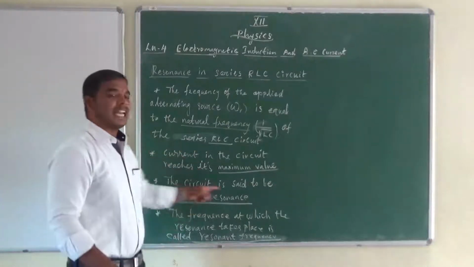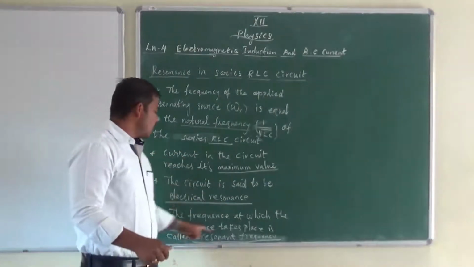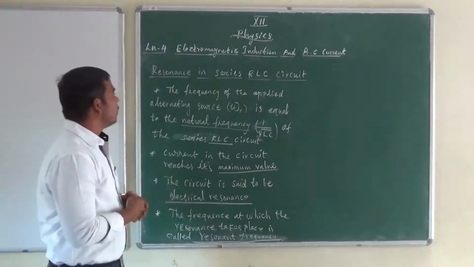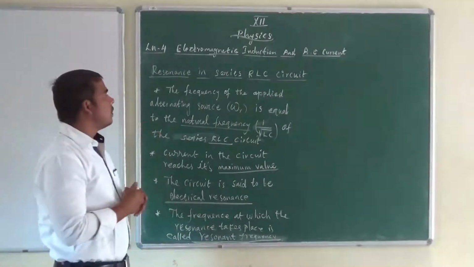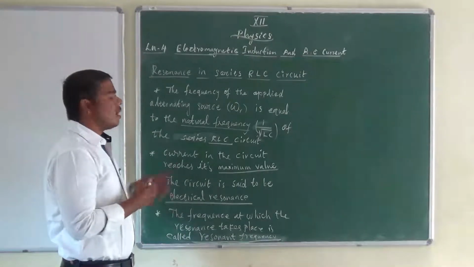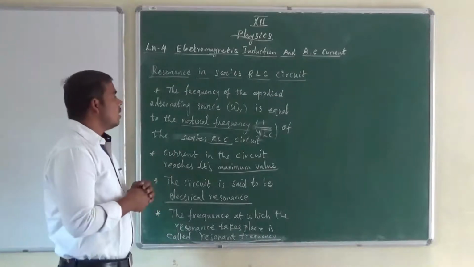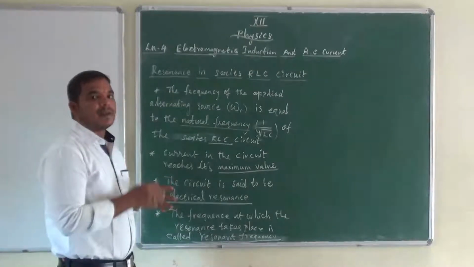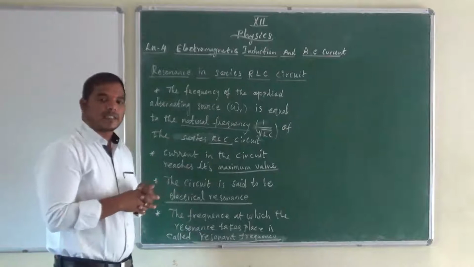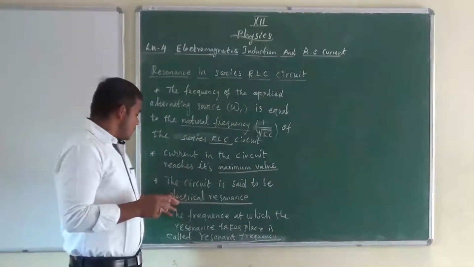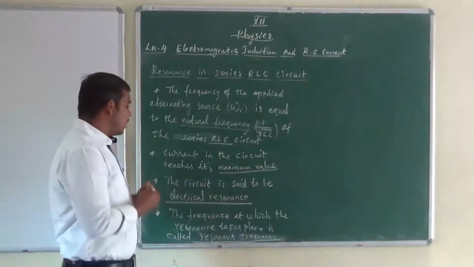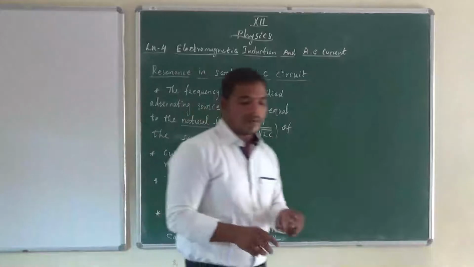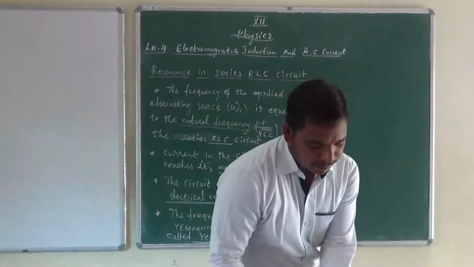First 2-mark question, electrical resonance. Second 2-mark question, resonant frequency. What is that? Resonant frequency. So once again, this is a very important topic. When the frequency of the applied alternating source is equal to the natural frequency of the series RLC circuit, that time the current in the circuit reaches maximum value, which is called electrical resonance. The frequency at which the resonance takes place is called resonant frequency.